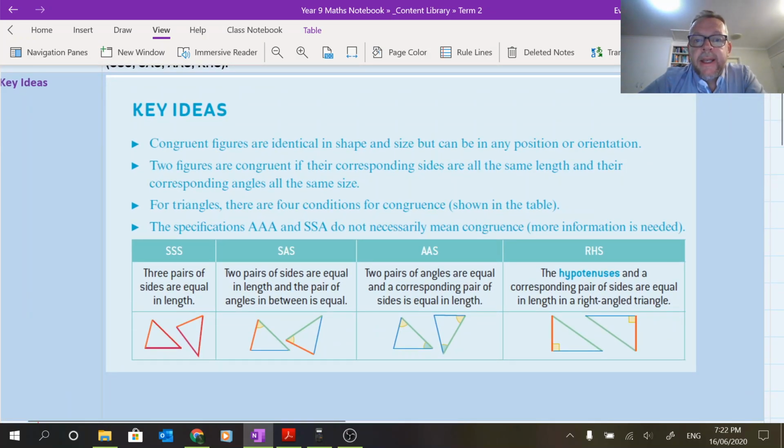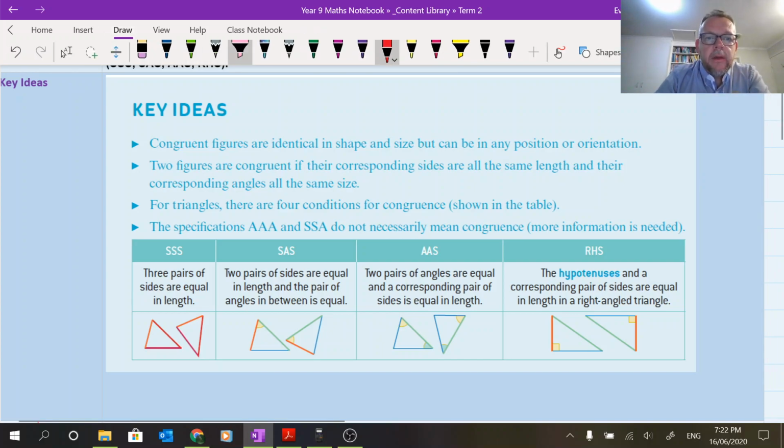Congruent figures are identical in shape and size, but can be in any position or orientation. So what's that? An isometric translation, for example. Now, 2 figures are congruent if their corresponding sides are all the same length and the corresponding angles are all the same size. See that? We've got the same length on each side, and the corresponding angles are the same.